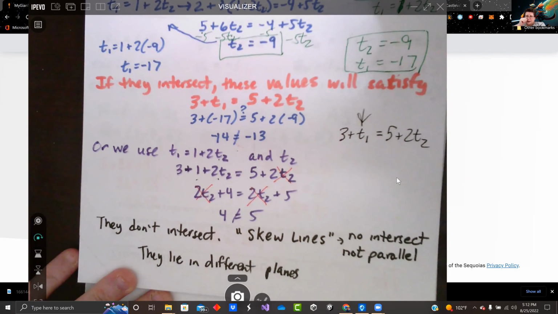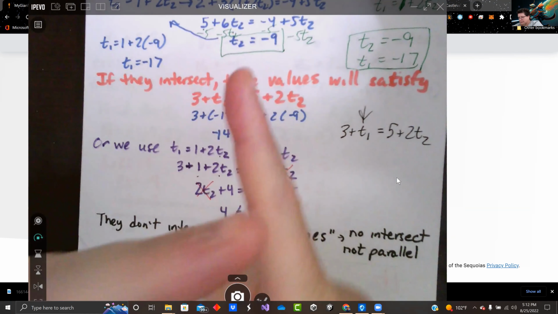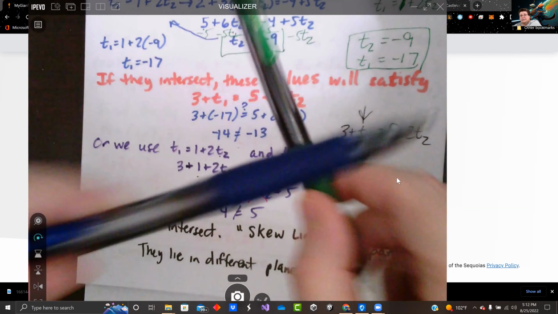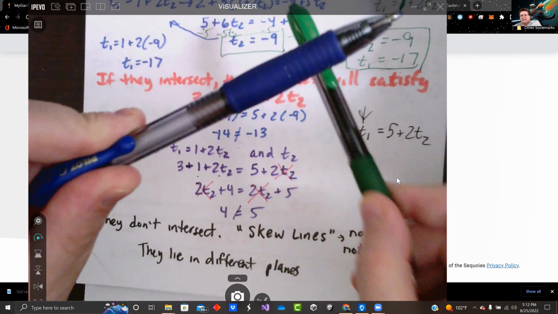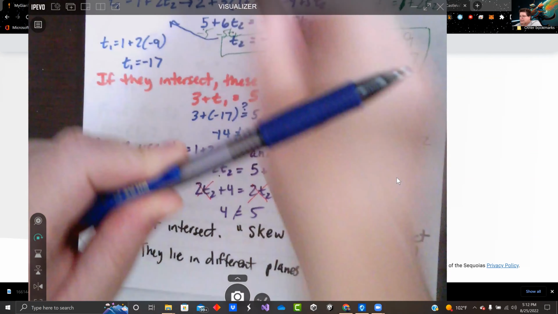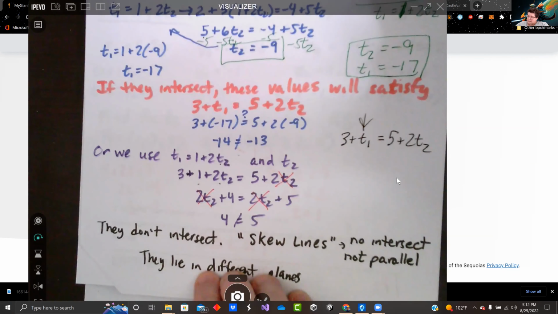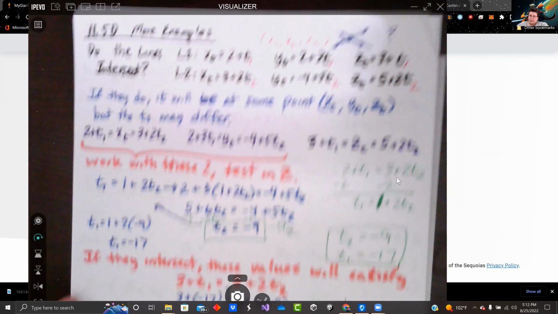Since there's no intersection, they're not parallel. They actually have to live in 2 different planes. And so they may look like they're overlapping, but let me use my pins. They may look like they're overlapping, but it's not touching. It's actually much lower. Okay. Those are called skew lines.